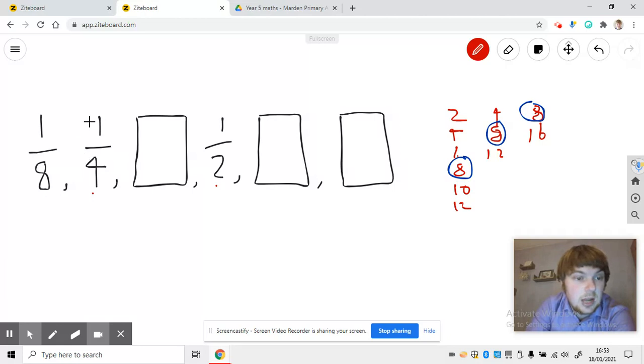So our quarter will become 2/8 because we multiply our denominator by 2, so we multiply our numerator by 2. Here our half becomes 4/8 because we multiply our denominator by 4, and we multiply therefore our numerator by 4.